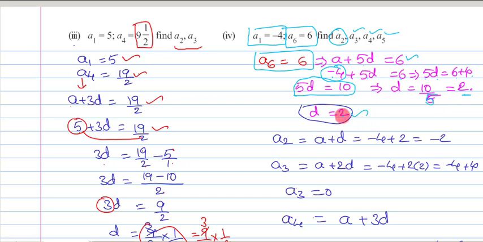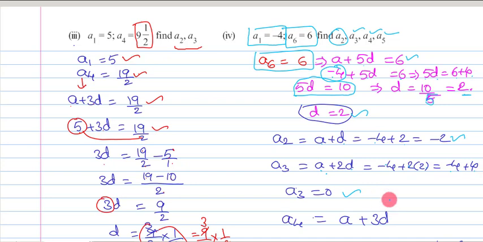So what do we need to find out? The second term. The second term is a plus d. A is minus 4, and the common difference is 2. Adding them, you get the second term as minus 2. In the same manner, a3 is a plus 2d. That is minus 4 plus 2 into 2. That means minus 4 plus 4 gives you a3 as 0.